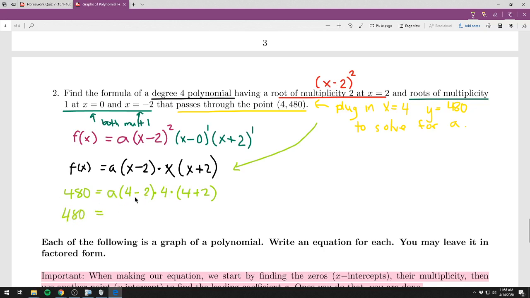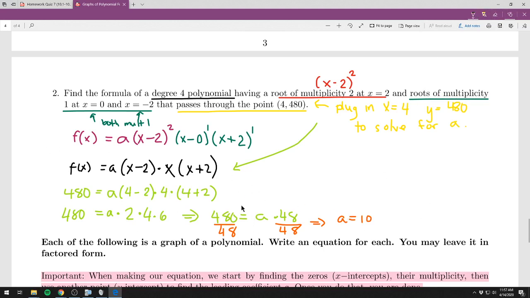The right side, 4 minus 2 is 2. Do as much as you're comfortable with at a time, times 4, times 4 plus 2, which is 6. And then on the right side, 2 times 4 is 8, times 6 is 48. Yeah, 480 equals a times 48. And we'll finish up, divide by the 48. And 480 divided by 48 is 10.